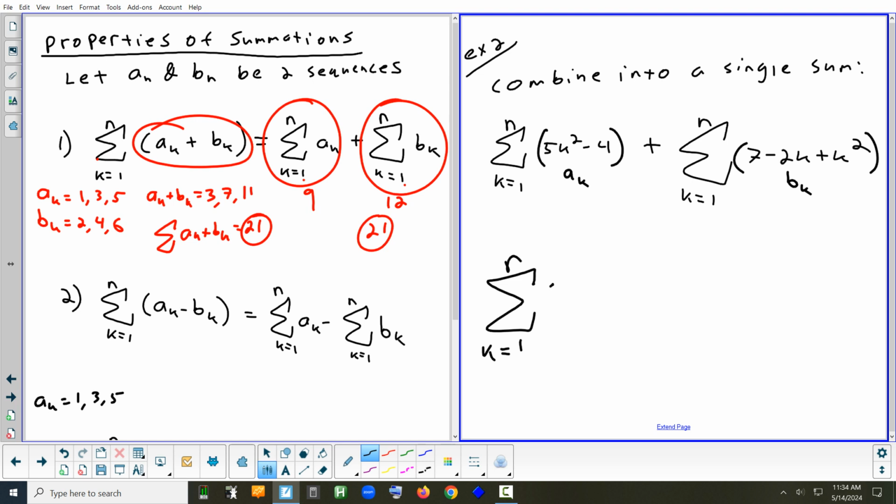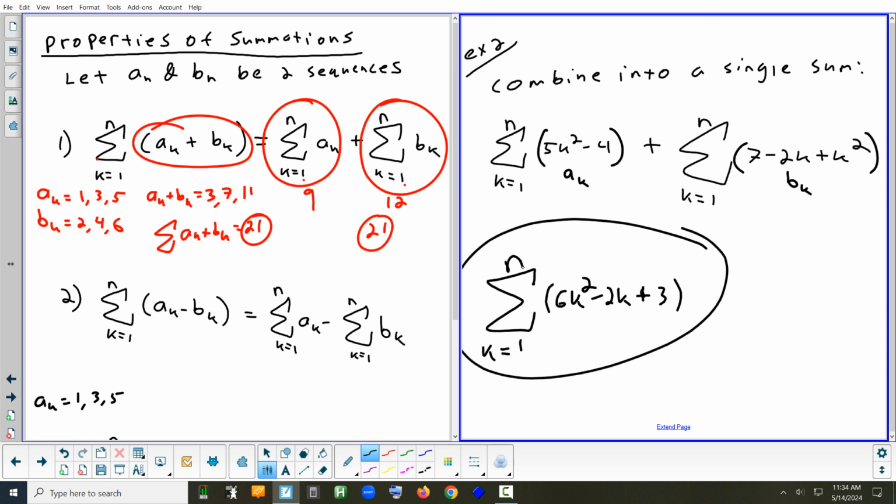But what's going to be in parentheses here when you combine a sub k and b sub k together? It would be 6k squared, yep, and then minus 2k, and then plus 3, because negative 4 plus 7 is plus 3. Perfect. So that uses rule 1.